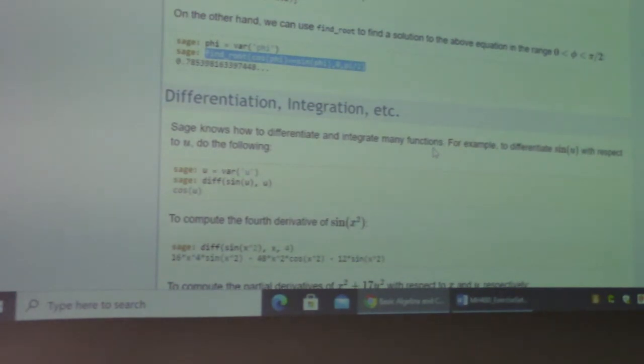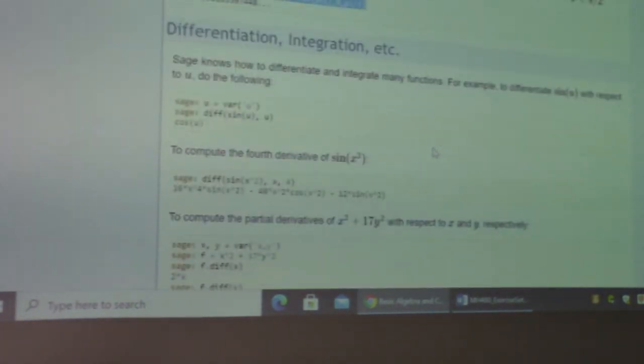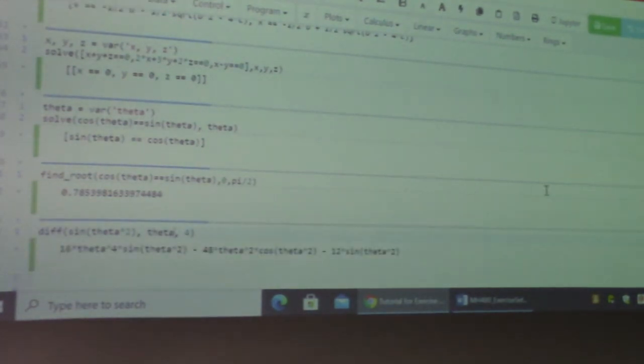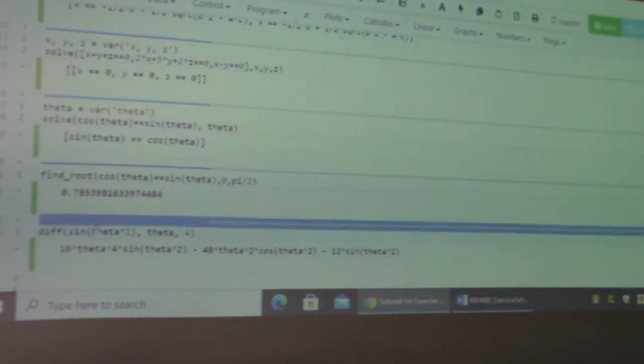So back to differentiation again, apparently. Oh, that's interesting. Fourth derivative of sine of x squared. So you do... Cool. Try that out. I'm going to do theta, though. There you go, that's the fourth derivative of sine of theta squared.